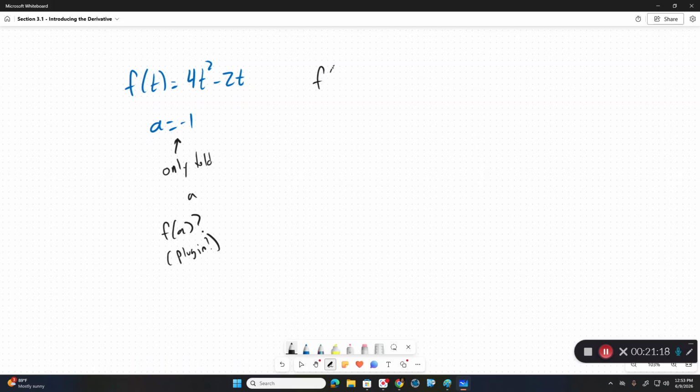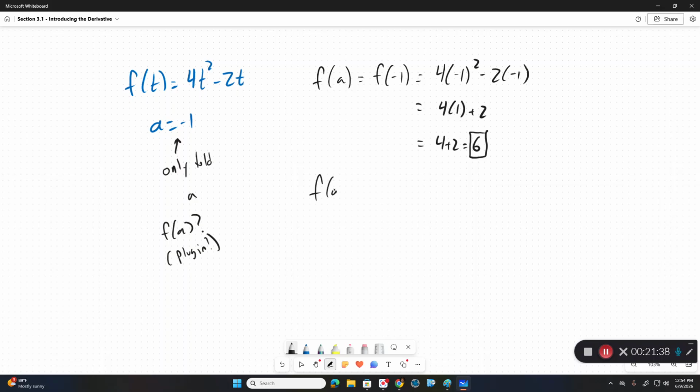So f of a is f of negative 1, which is going to be 4 times negative 1 squared minus 2 times negative 1. This is 4 times 1 minus 2, or plus 2, which is going to be 4 plus 2, which is 6. Now, I am expecting that when I plug in f of a plus h, I should get a 6 floating around. Let's see if that happens.